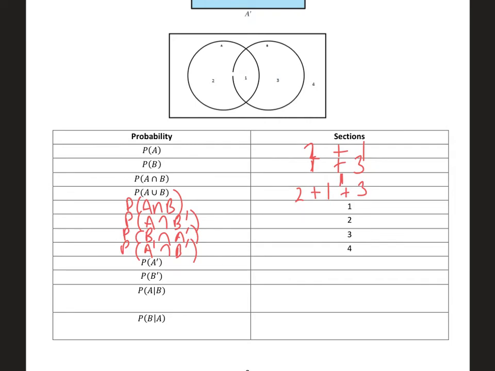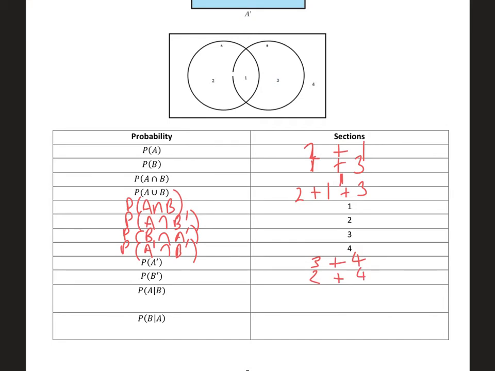If I wanted the probability of not A, well, that's everything that's not A. So that's section 3 and section 4. For not B, that's everything that's not B. So that's section 2 and 4.